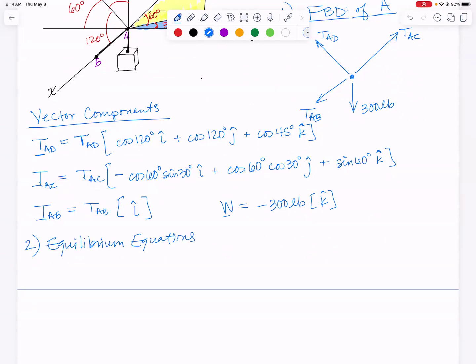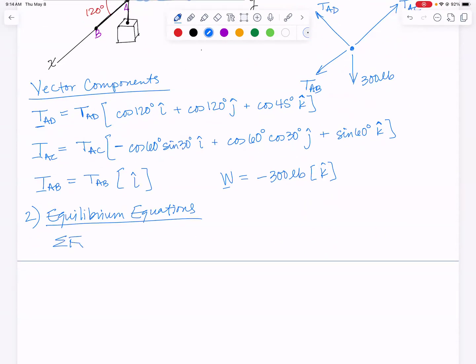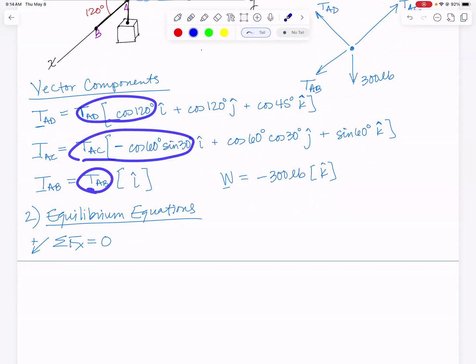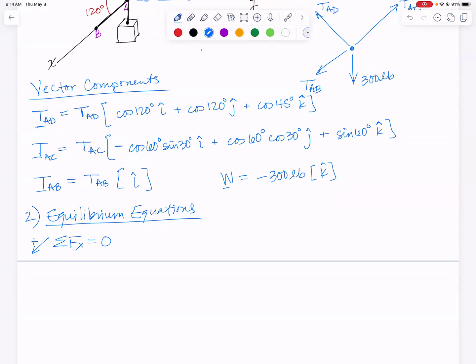We will have three of them. We can sum forces in the X direction. X is now pointed out at us, has to sum to 0. So now I'm going to grab all of the X components. There's one here for TAD, there's one here for TAC, and there's one here for TAB. So I end up with TAD cosine 120 minus TAC cosine 60 sine 30 plus TAB equals 0. There is a very nice equation with three unknowns in it. I'm probably going to use that last.